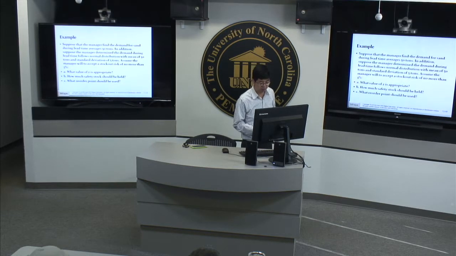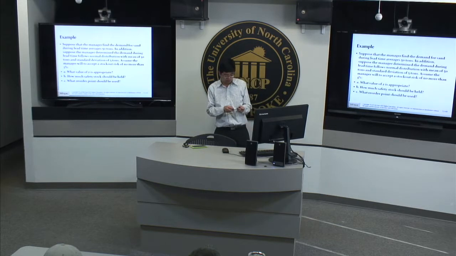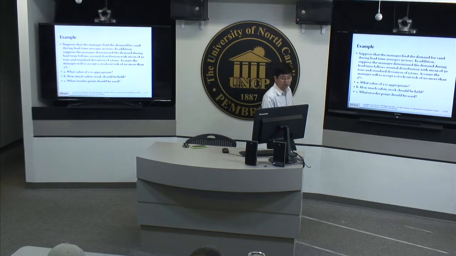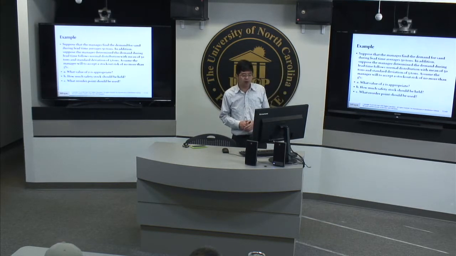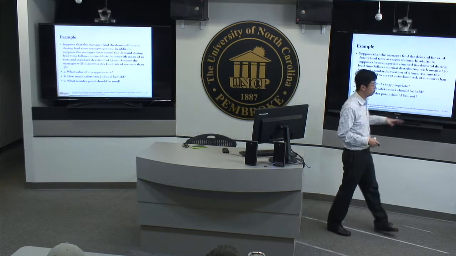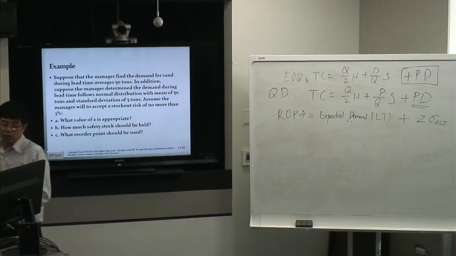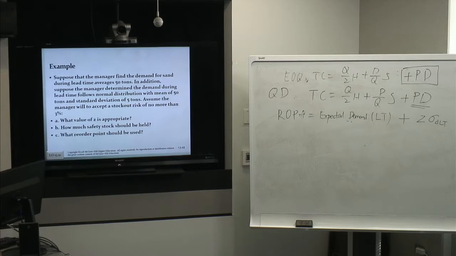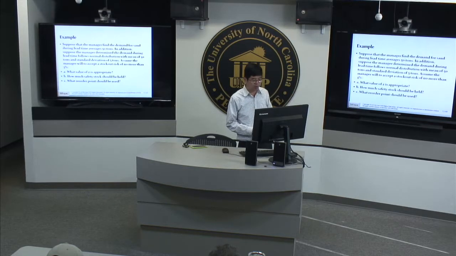Now, big question. Given this formula, suppose the manager finds a demand for sand during the lead time. So the product is sand. During lead time the average is 50 tons. So we know the average demand is 50 tons. In addition, suppose the manager determines the demand during the lead time follows the normal distribution with a mean of 50 tons and a standard deviation of 5.